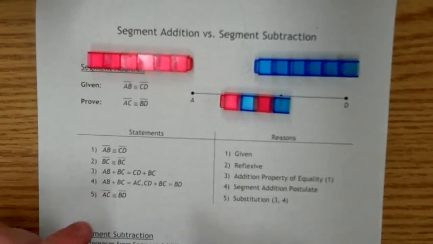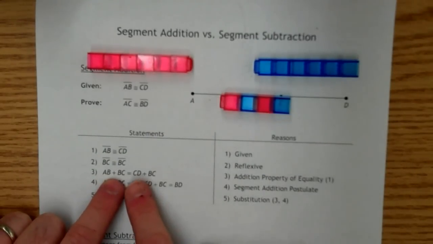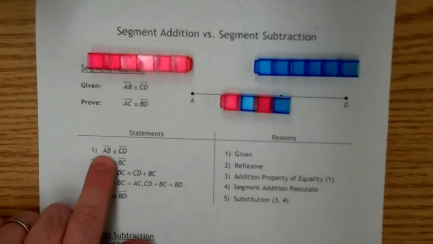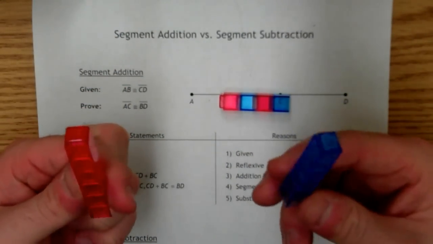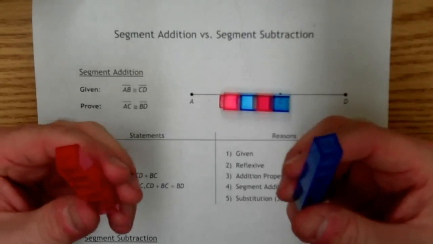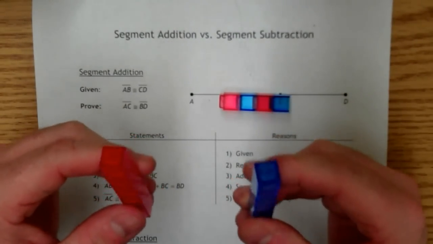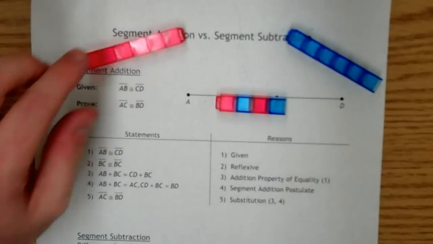The third step, which is what a lot of students usually get confused about, says AB plus BC equals CD plus BC, and that's from the addition property of equality. What I actually did there was I took step 1, which said that these two items were the same, congruent, and I said if I've got two things that are the same, then I should be able to add the same thing to both sides and the result should be the same.